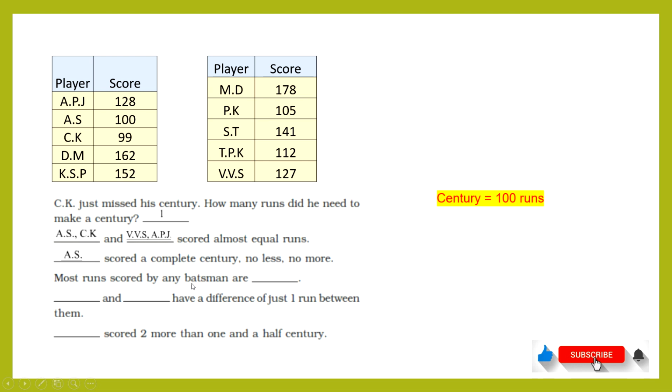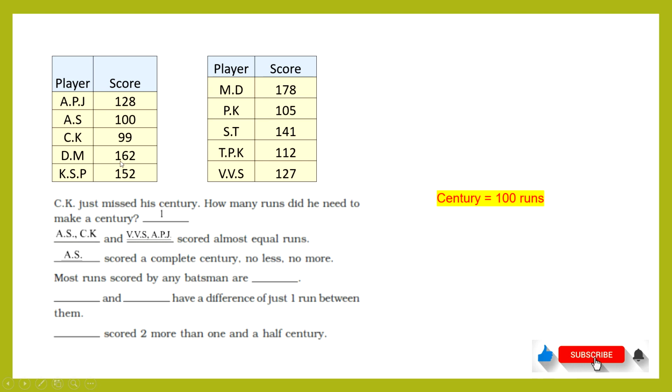Most runs scored by any batsman are. Now looking at this table, we need to compare each number and find out the biggest one. So 128 will be compared with 100. 128 is bigger. Then again this will be compared with 99. Again 128 is bigger, so we'll pick 128. Then we'll compare 128 and 162. 162 is bigger. We'll pick 162 and compare with the next number. So 162 and 152 will be compared. 162 is still bigger, so we'll continue with 162 and compare with the next number. It is 178.